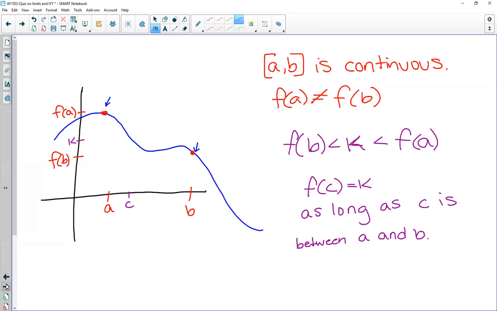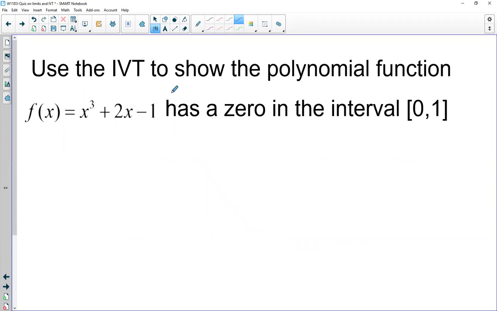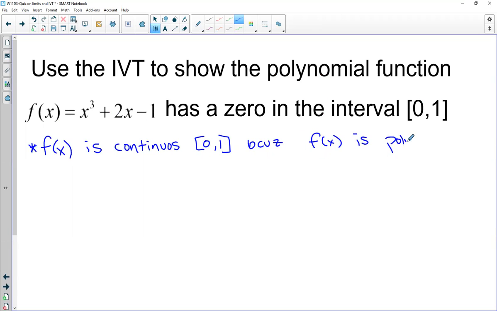Okay, let's look at an example of how we can use this. Use the intermediate value theorem to show that the polynomial function f(x) = x^3 + 2x - 1 has a 0 in the interval [0, 1]. So first off, we need to state f(x) is continuous on the closed interval [0, 1] because it's a polynomial. f(x) is a polynomial, and we know that all polynomials are going to be continuous.